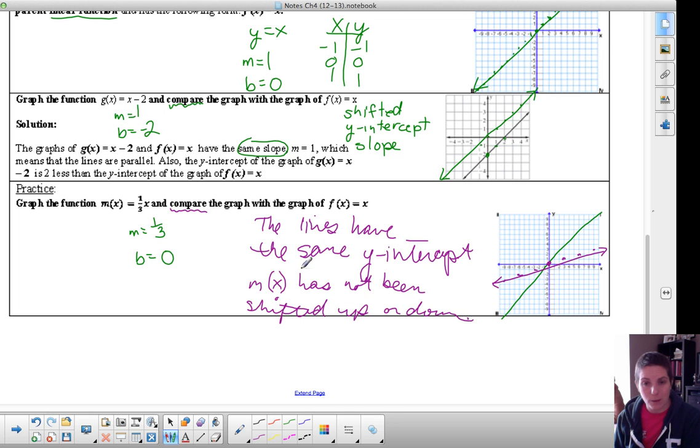Now the last thing we have to talk about is the slope. And this is where they're different. Notice that the slope, right, when we look at it, it's going up not as steep. 1/3 is less than 1. So the slope is less. The slope of M of x is less.